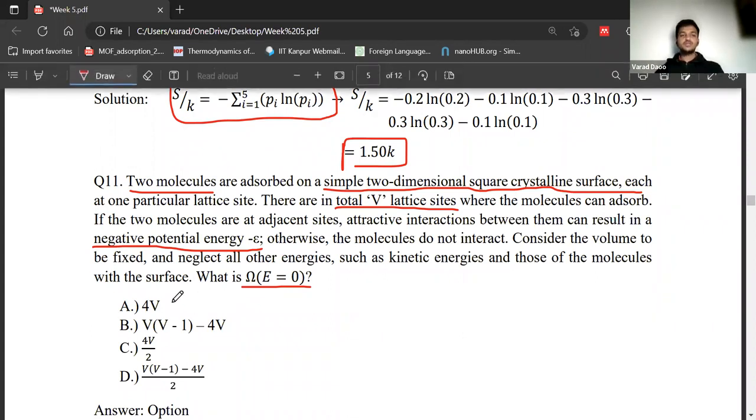The options we have are 4v, v into v minus 1 minus 4v, 4v by 2, and v into v minus 1 minus 4v by 2, where v stands for the total lattice size. I'll give you a couple of minutes to solve it.